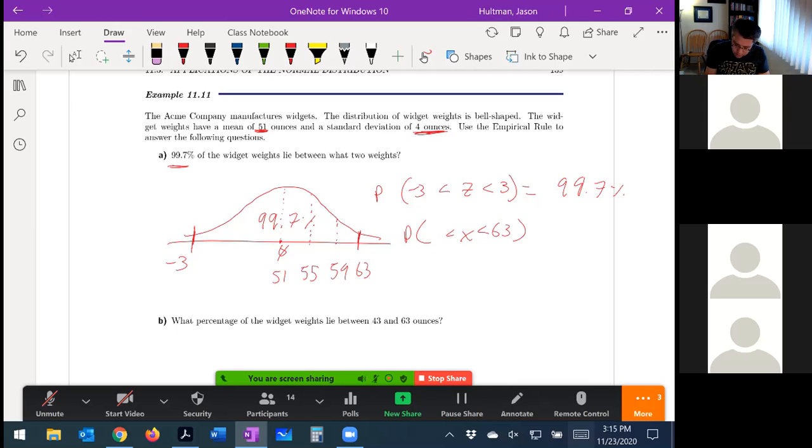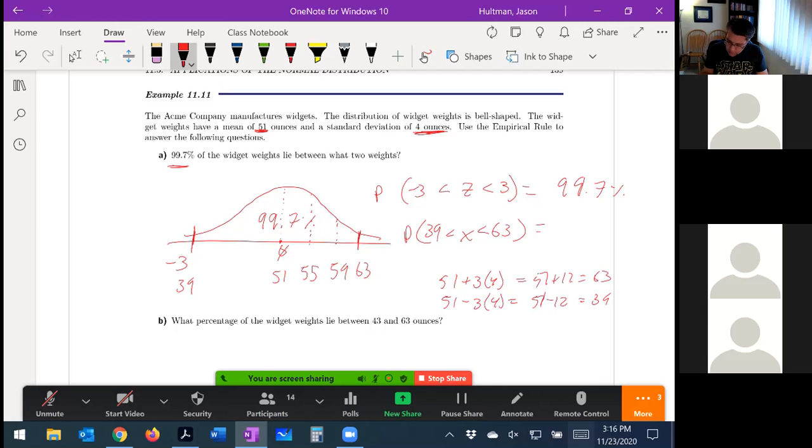39. So this is 39 if I kept going down. I could easily do that by saying, well, what's 51 plus 3 standard deviations? That's 51 plus 12, which is 63. And what's 51 minus 3 standard deviations? 51 minus 12, which is 39. Okay, so 39 to 63.